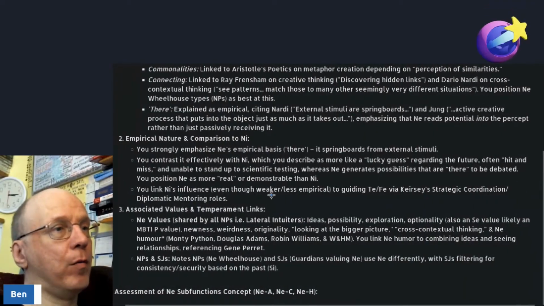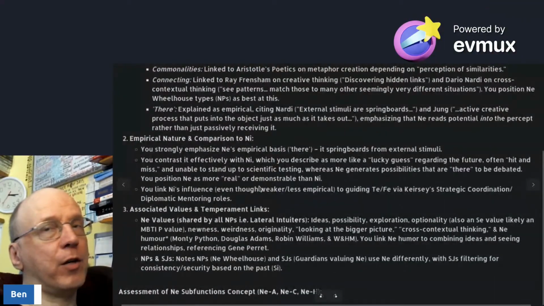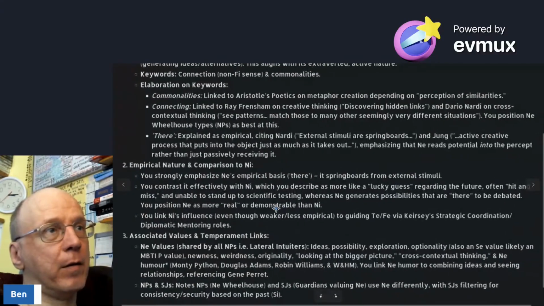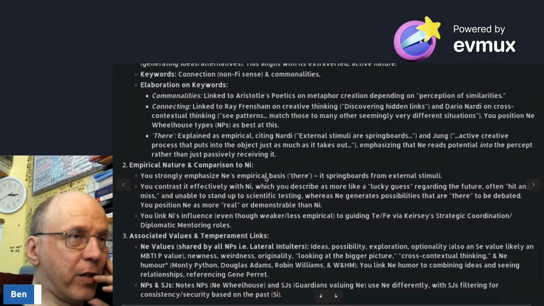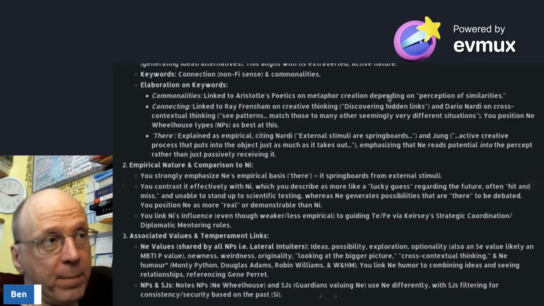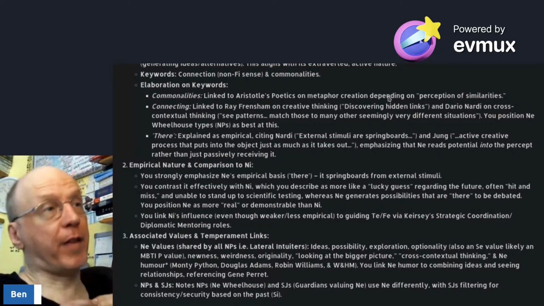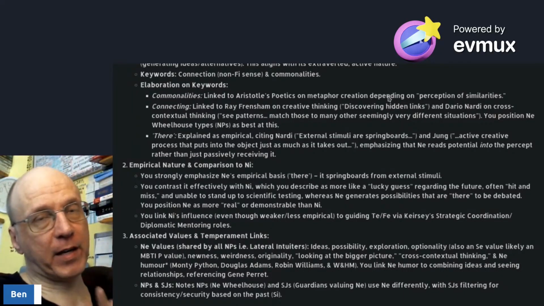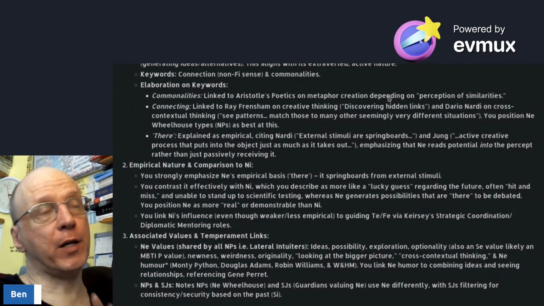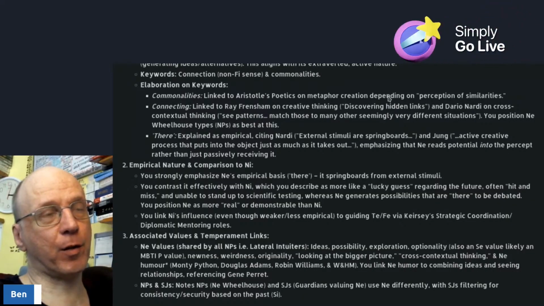Right, so the empirical nature and comparison to NI. You strongly emphasize NE's empirical basis there. It springboards from external stimuli. And I did that in part of my refutation of the socionics idea that feeling and intuition are internal and thinking and sensing are external.